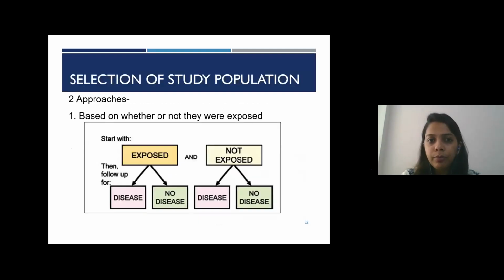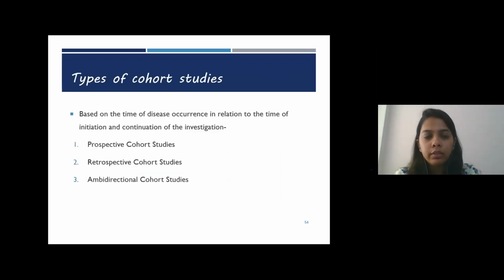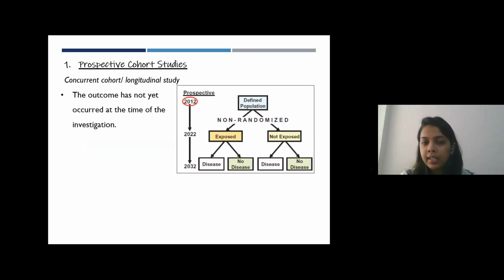So there are different types of cohort studies based on the time of the disease and occurrence. So you can have prospective cohort studies, retrospective or historical cohort studies, and ambidirectional. So prospective is basically a concurrent or a longitudinal study. So you want to see if people exposed to, say, secondary smoke, tobacco smoke, actually are going to develop oral cancer or lung cancer.